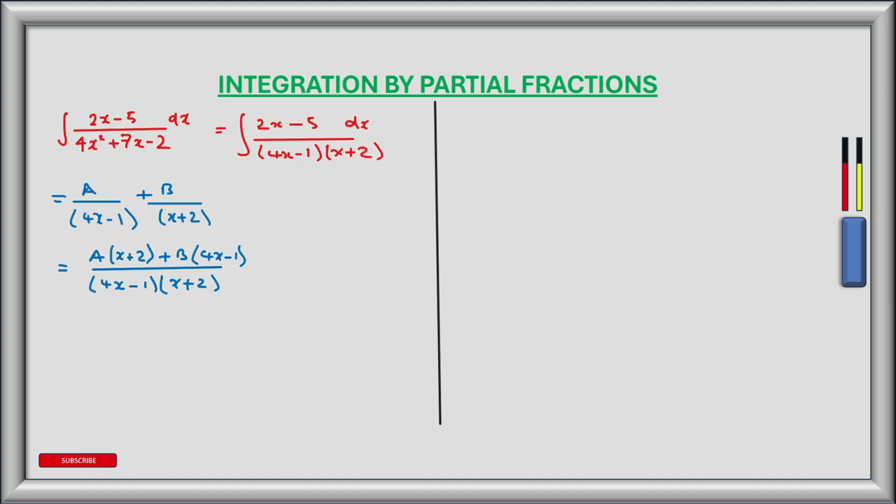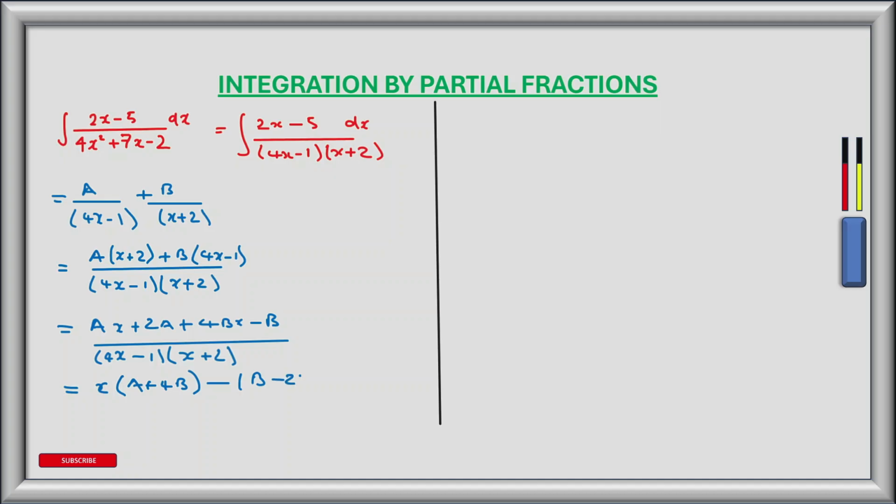So if we multiply out the numerator, we get ax plus 2a plus 4bx minus b, and that's all divided by 4x minus 1 multiplied by x plus 2. So in the numerator, if we group our x terms together, we get x multiplied into a plus 4b, minus b minus 2a, and that's all divided by 4x minus 1 multiplied by x plus 2.